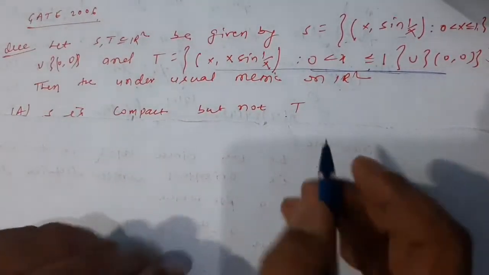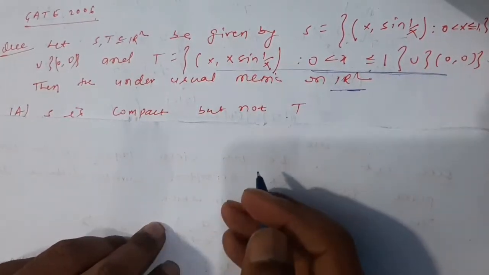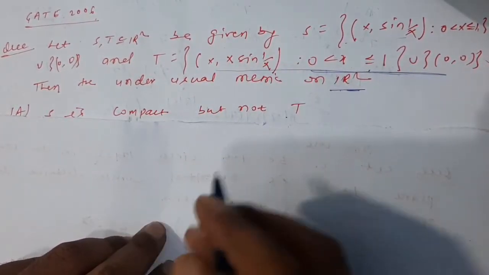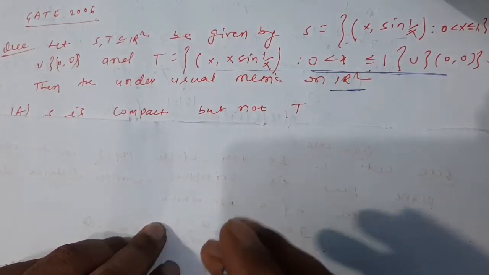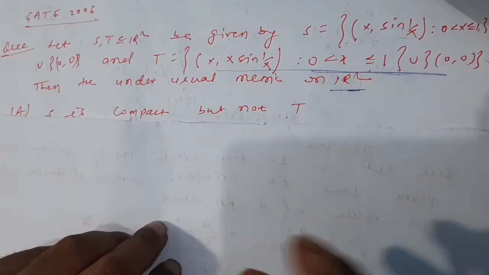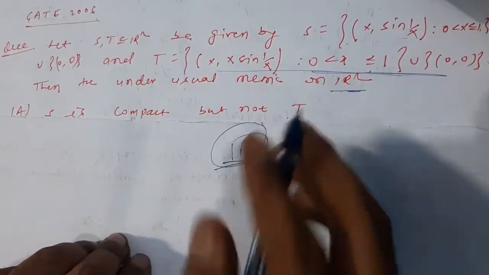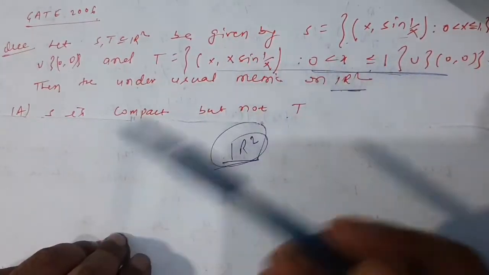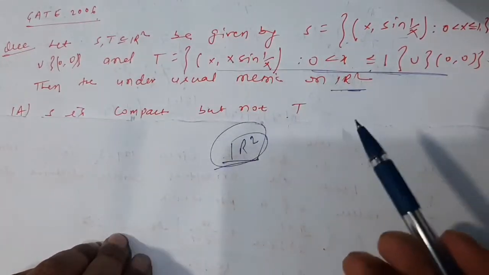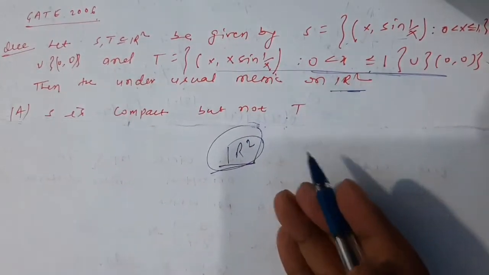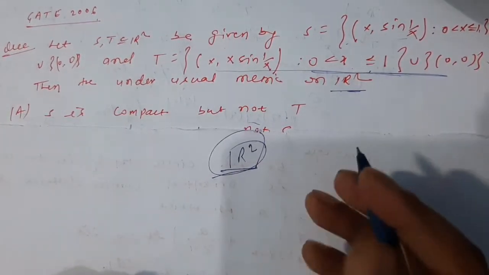What is the definition of a compact set in R square? You know the Heine-Borel theorem. In Rn, a set is compact if and only if it is closed and bounded. That is the Heine-Borel theorem. So you can use it: simply check both sets, if closed and bounded then compact; if not closed or not bounded, then you can say it is not compact.